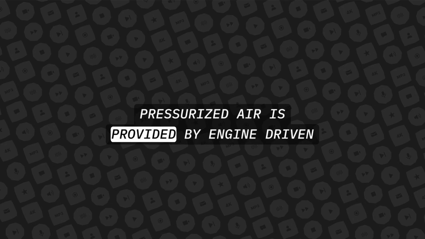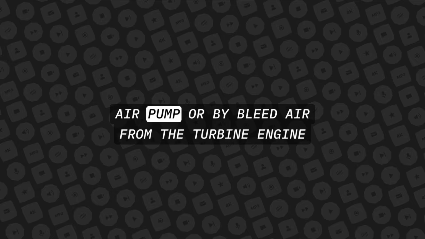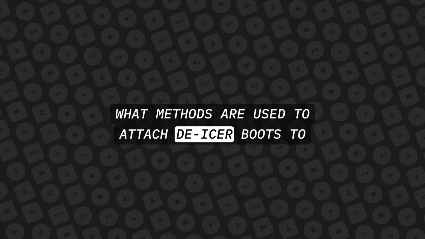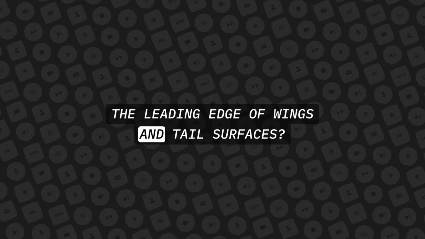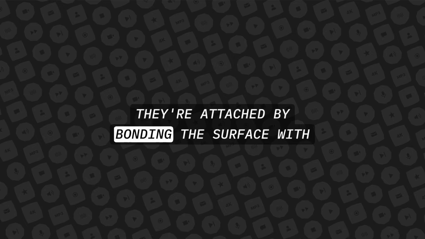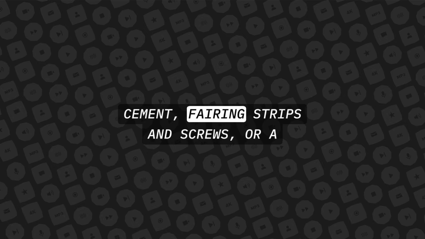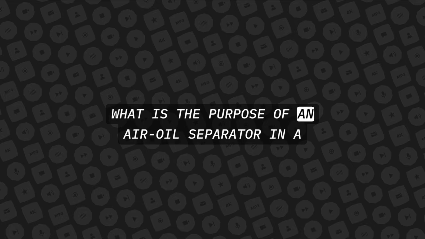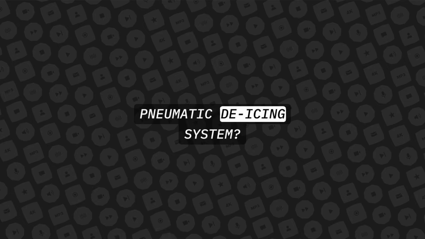Pressurized air is provided by an engine-driven air pump or by bleed air from the turbine engine compressor. What methods are used to attach de-icer boots to the leading edge of wings and tail surfaces? They are attached by bonding the surface with cement, fairing strips and screws, or a combination of both methods. What is the purpose of an air-oil separator in a pneumatic de-icing system?